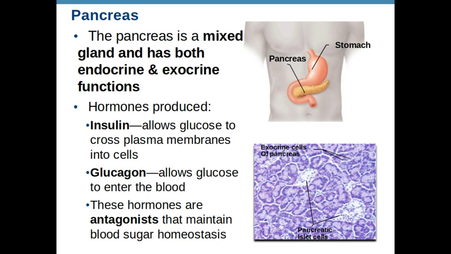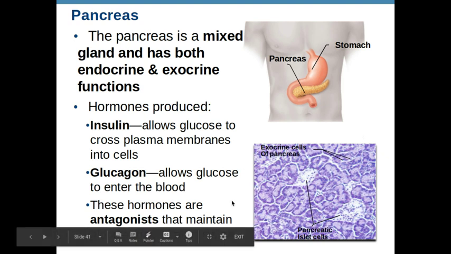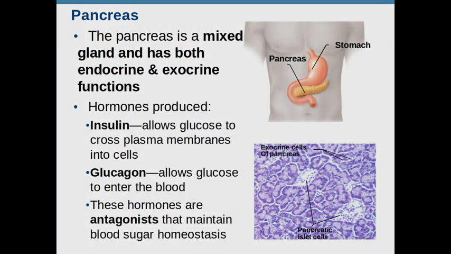They're considered antagonists because basically they do exactly the opposite thing as one another. Okay, so insulin allows glucose to be taken out of the blood, glucagon allows glucose to get back into the blood. Okay, so our goal is to maintain blood sugar homeostasis. So let's talk a little bit more about how they do that.